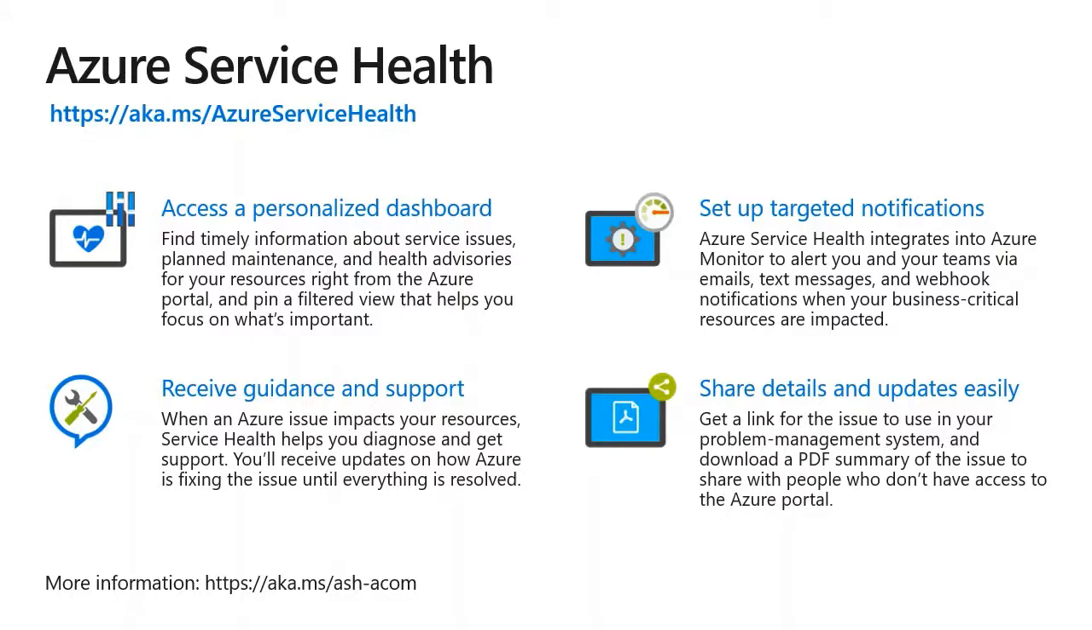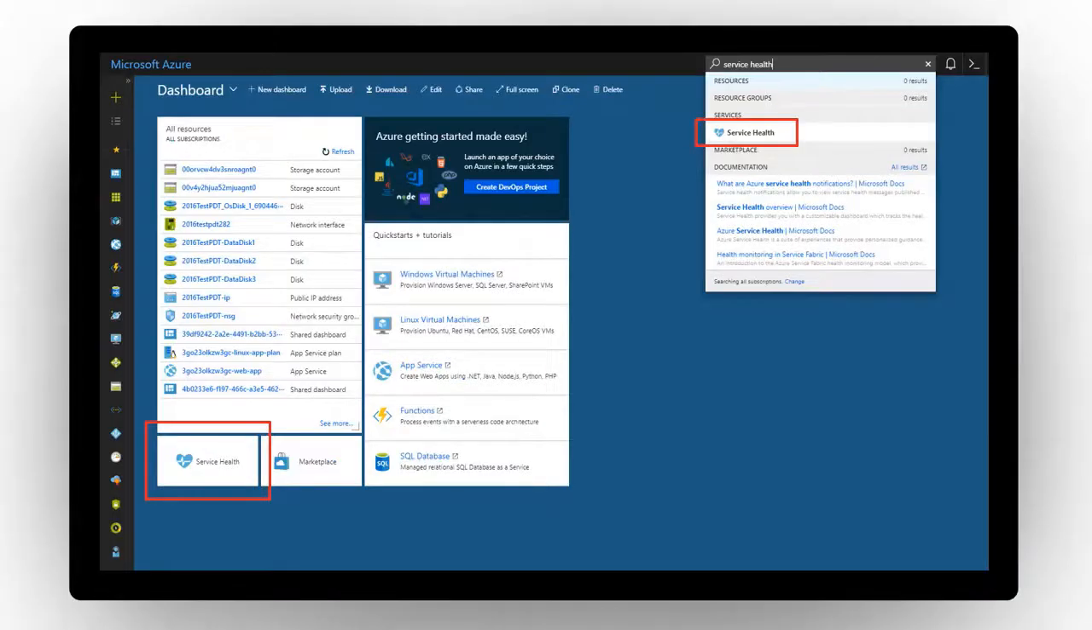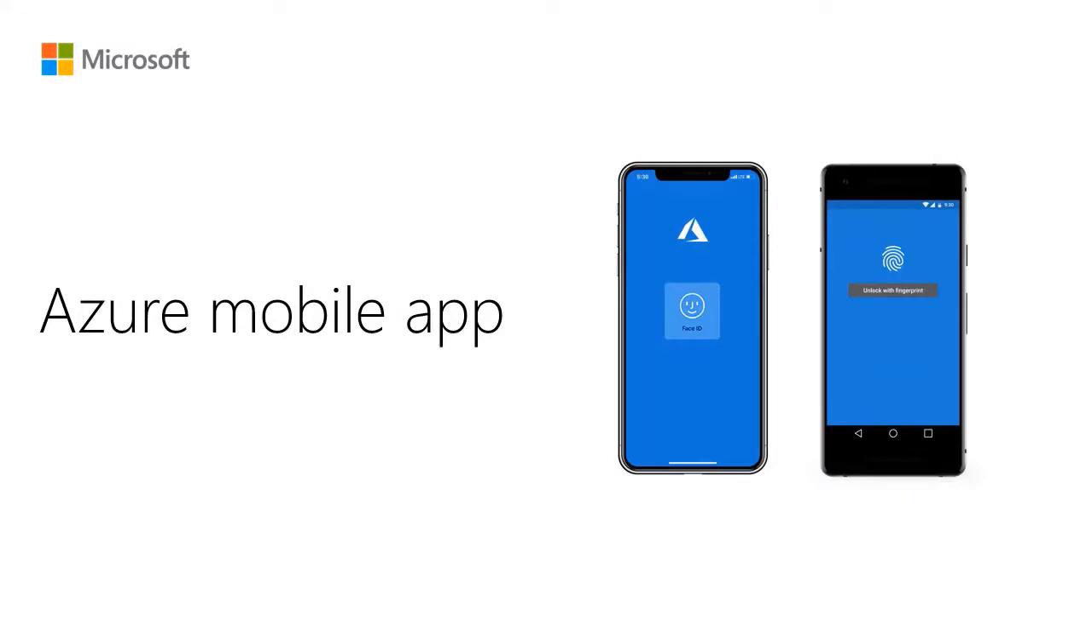Because it's a personalized dashboard, you can set up targeted notifications. For example, you can get your web team to be alerted if your website is down, and so on. You can share details and updates easily. You can also receive guidance and support to help you diagnose certain issues. This is how you turn on Service Health within the portal itself. You turn it on, and then start monitoring your service alerts.